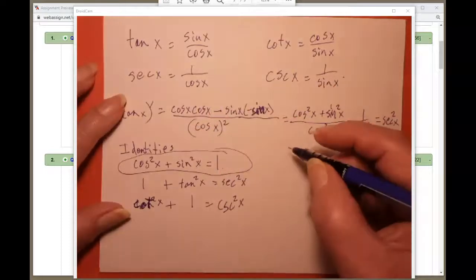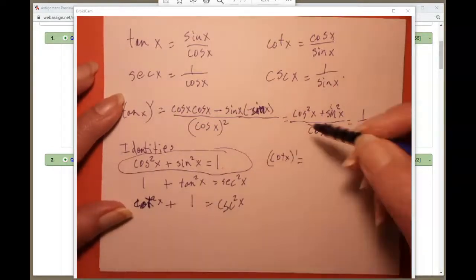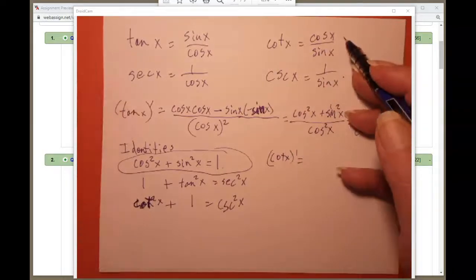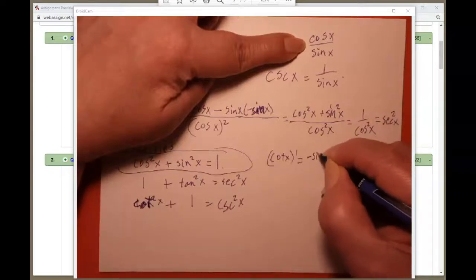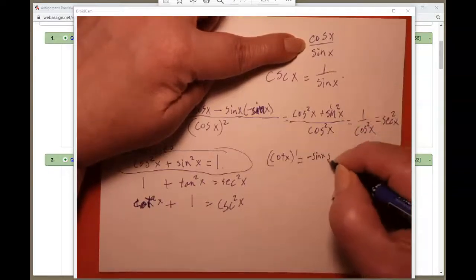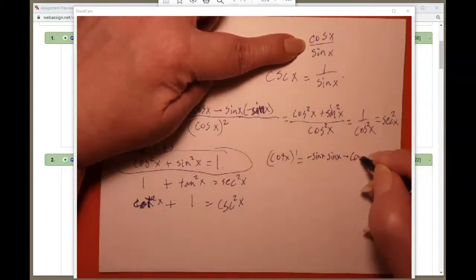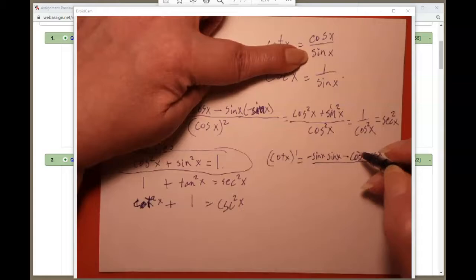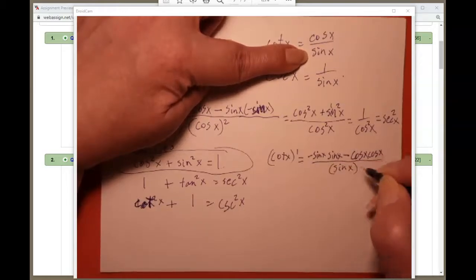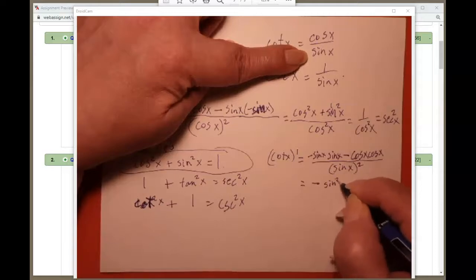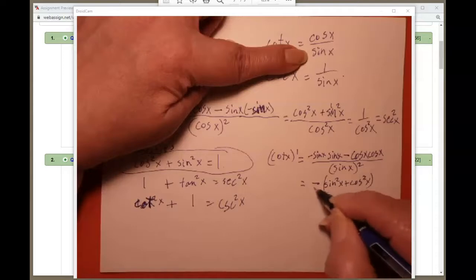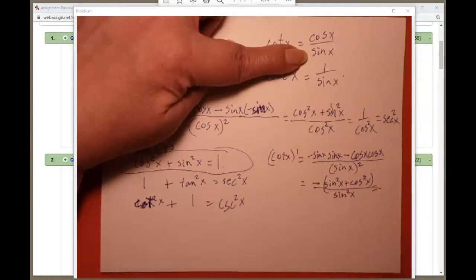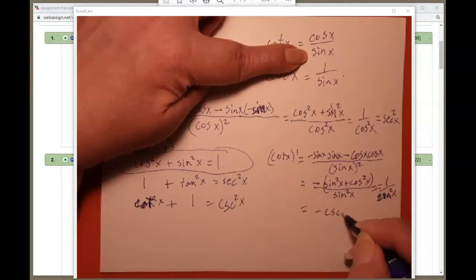So if I look at the same thing for the derivative of the cotangent of x, I need to be careful, because I messed this up for just a second. It'll be the derivative of the numerator, which is negative sine x, times the denominator, sine x, minus the numerator, cosine x, times the derivative of the sine, which is a positive cosine x. So I have negative sine squared plus cosine squared, all over sine squared x, which is negative 1 over sine squared x, which is negative cosecant squared x.